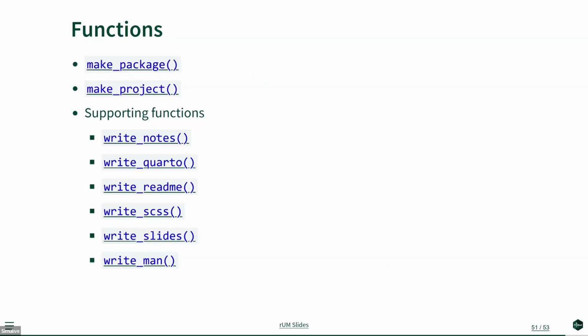And these are all the functions that are now provided by rUM. Make package and make project all include the write notes, write Quarto, write README, write SCSS. The write slides and write man exist standalone, so you have to trigger them yourself. But when you use the other make package or make project, you get the other ones bundled in. You can also use any of these outside of current rUM projects. So anywhere that you have a project, you can use them.